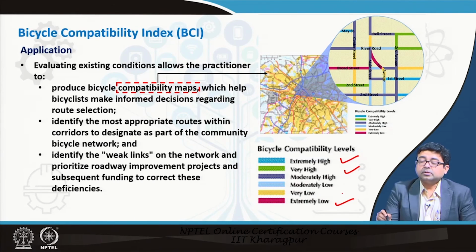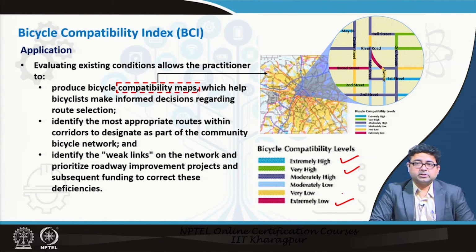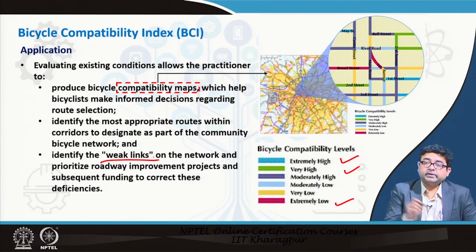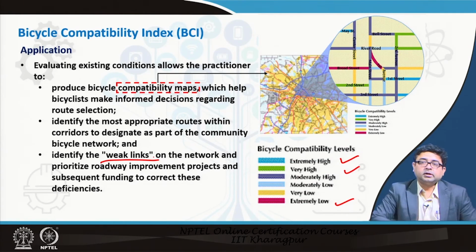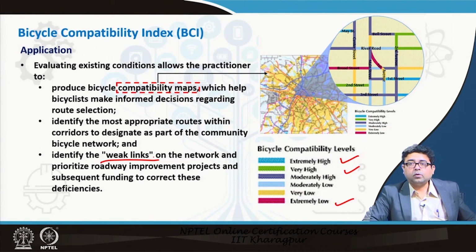This gives your bicyclists an idea of where to bicycle based on their own comfort levels. This is for an average bicyclist we are talking about. There may be bicyclists who are very young, and there are bicyclists who are professionally good at bicycling, so their compatibility index may be different, but this is for an overall average bicyclist. This also allows you to understand where the weak links are, how you can improve the compatibility index or the comfort level for an average bicyclist, and work in that direction.